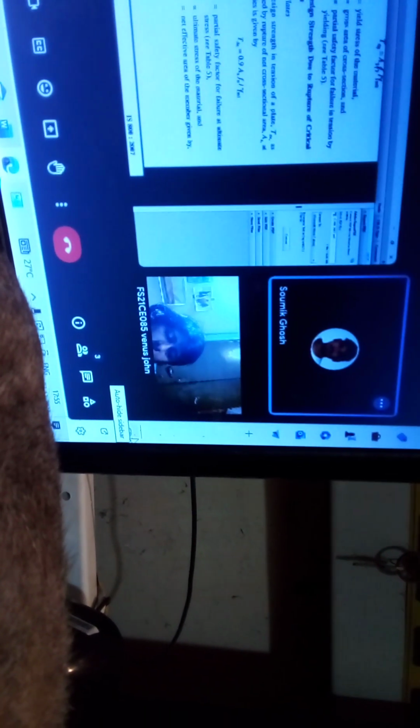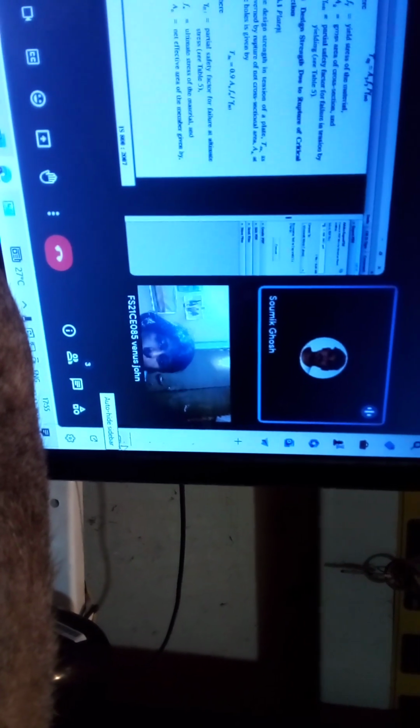Now the second part is design strength due to the rupture of critical section. And for rupture of critical section, there are two parts. One is for plates. You can see here, plates, for rupture of critical section.